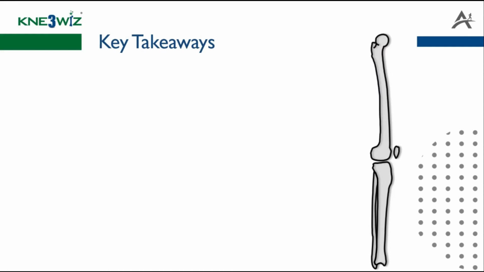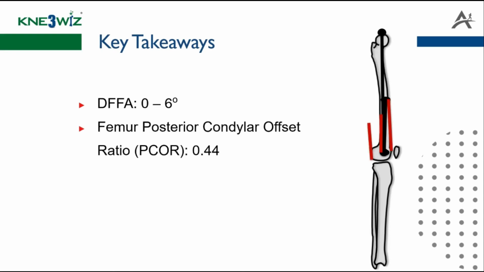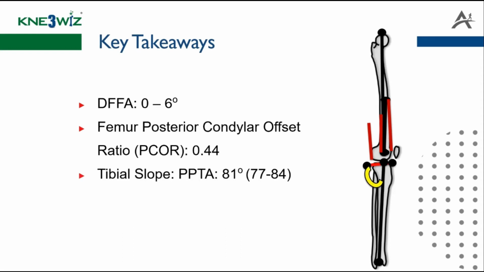Hence, the key takeaways are distal femoral flexion angle varies between 0 to 6 degrees, the posterior condylar offset ratio is 0.44, and the tibial slope is 81 degrees.